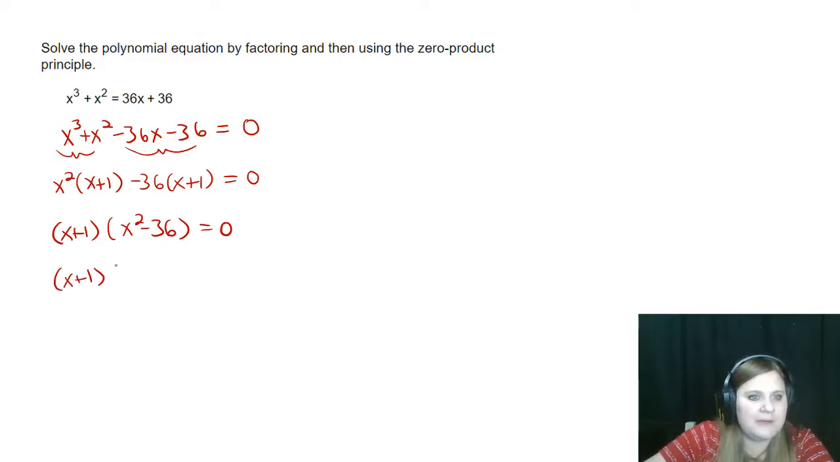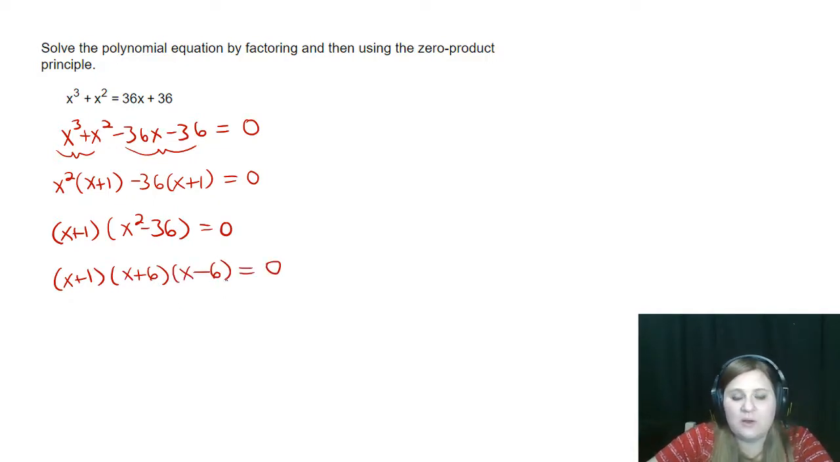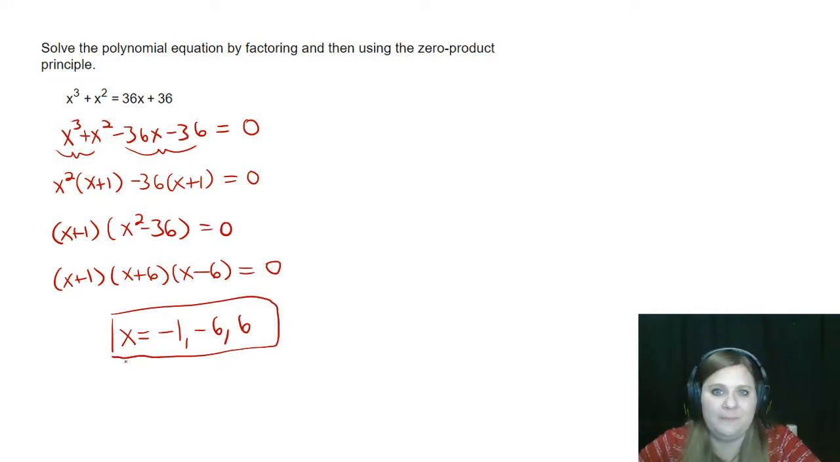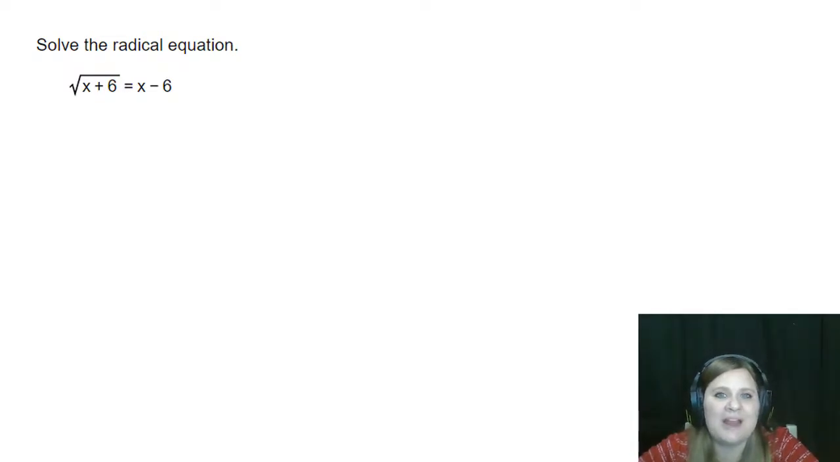So I'm also going to factor x squared minus 36 to be x plus 6, x minus 6. Since all three of these multiplied together equals 0, I can set each one individually equal to 0 by the zero product principle and get negative 1, negative 6, and 6 as my values of x. Solve this radical equation.